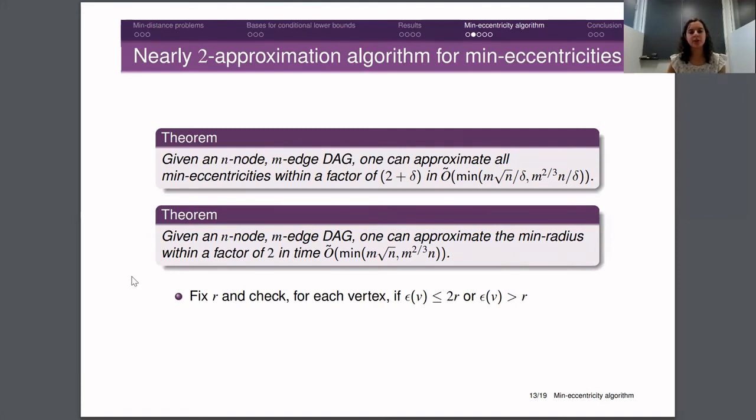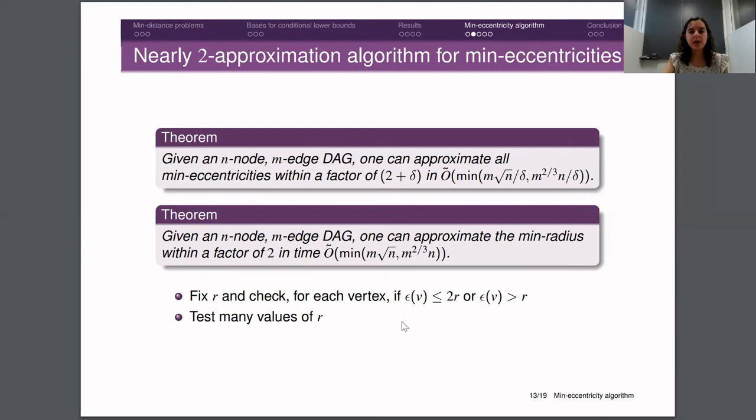And the way this is going to work is that we fix some r. And r is basically our guess for what the min eccentricities are going to be. And we check for each vertex if that r is about right, if it's within a factor of 2 of being right in some sense. So we're going to figure out for each v if the eccentricity of v is less than or equal to 2r, or if it's larger than r. And then what you do is you test lots and lots of values of r in order to narrow down what exactly your min eccentricities are.